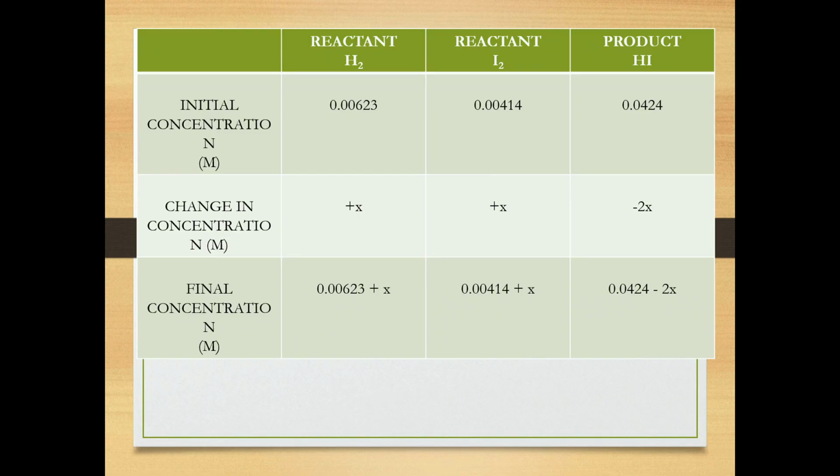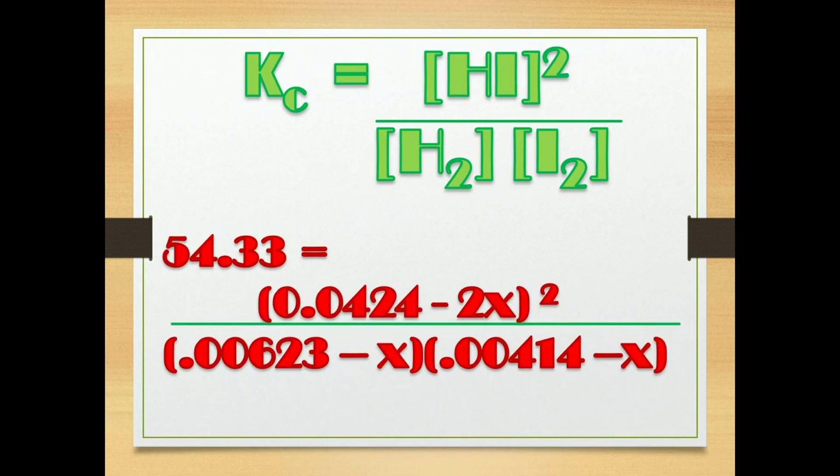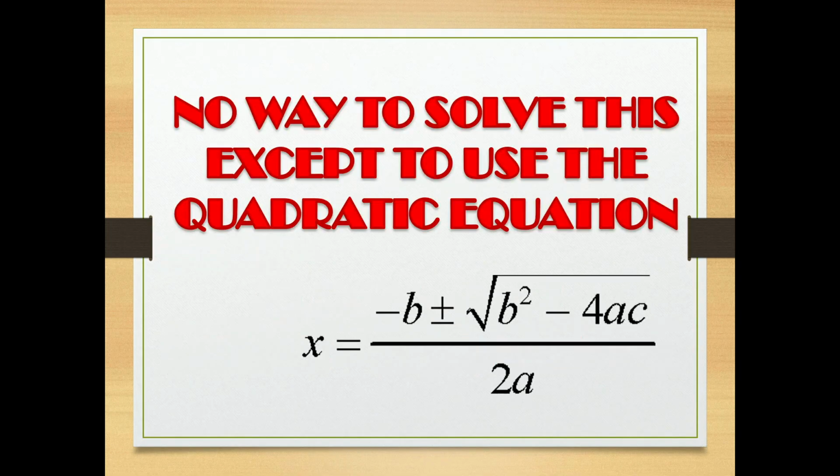My K value is 54. There's no way I can drop an X. So I put these into my K value, and I can't solve this without a quadratic. Even though my top is a square because I have two HIs, I cannot solve this without a quadratic because my initial concentrations of H2 and I2 were different. K is too big to drop the X, and this is not a perfect square. So no way to solve this except doing a quadratic.